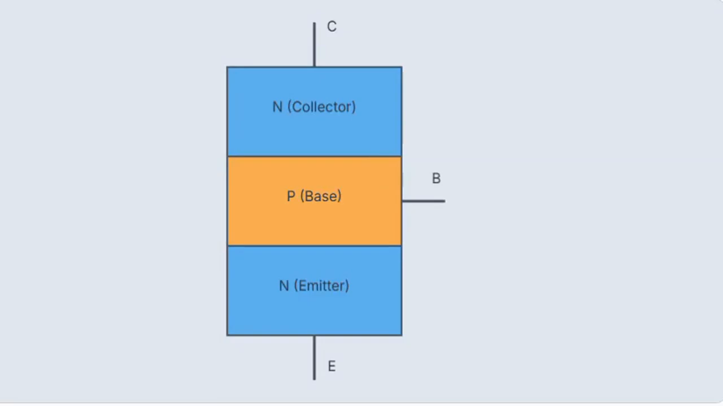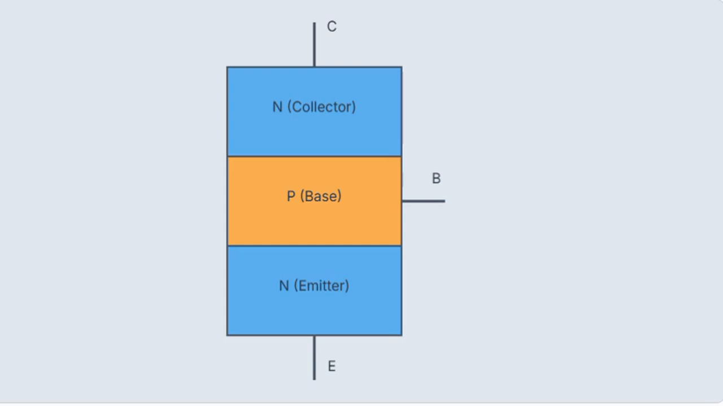So we will explore the NPN BJT, a fundamental component in electronics, and understand how the transistor works and amplifies signals. Before going to that, I will discuss the overview of the transistor, the bipolar junction transistor, and some key components. So let's get started.